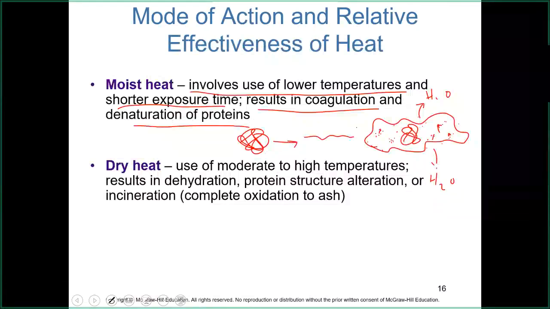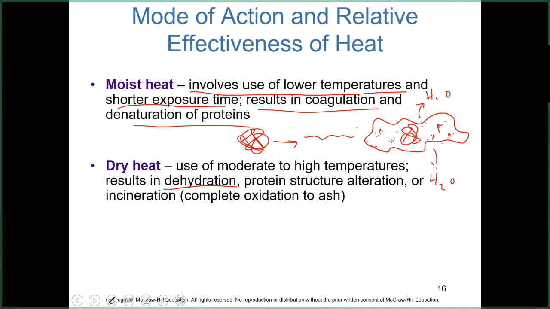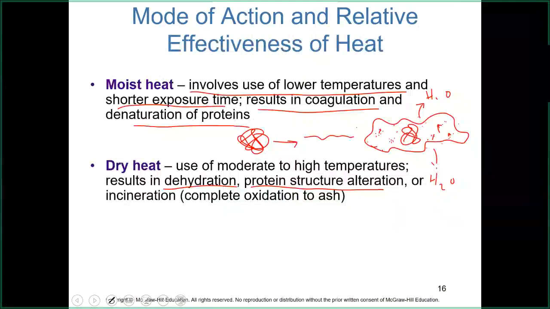So that's what moist heat does. And dry heat, which has to be applied for longer, will dry out cells, so it'll cause dehydration, which is problematic because there's no longer enough medium within which chemical reactions can occur. And protein structures will alter. But ultimately, when you take the heating to an extreme extent, you catalyze the addition of oxygen to the organic material. All right, and what happens then?